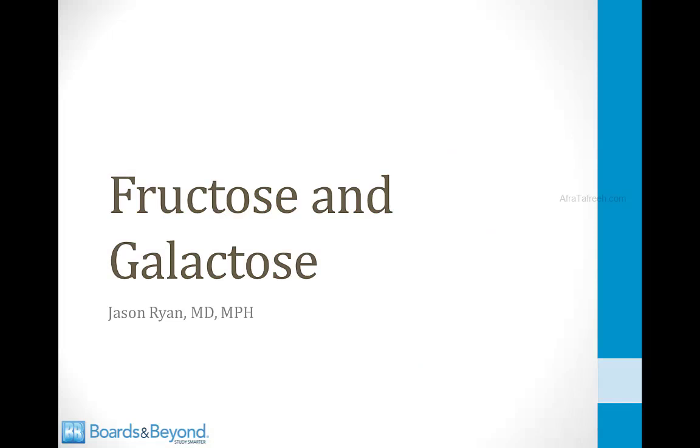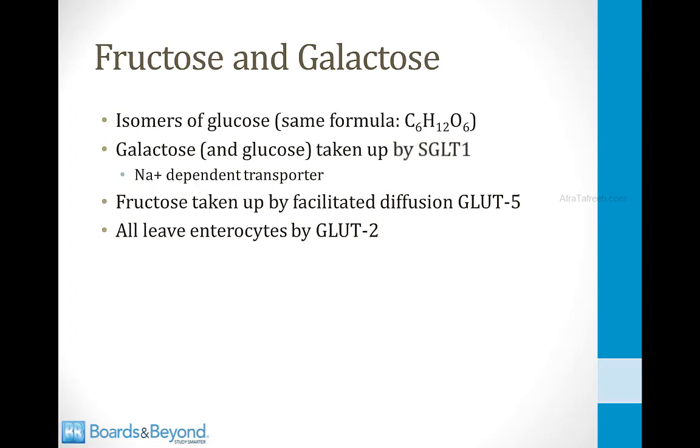Hello everyone and welcome to our module on fructose and galactose. The main monosaccharide used in metabolism, as you know, is glucose, but there are two other monosaccharides that can also be metabolized by the body, and those are fructose and galactose. And both of these are isomers of glucose.